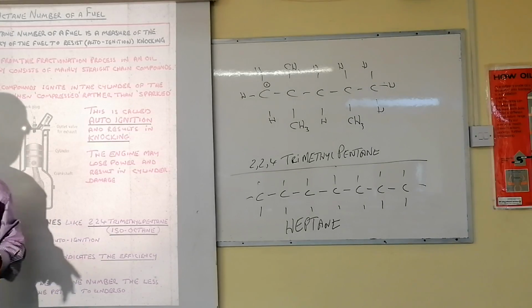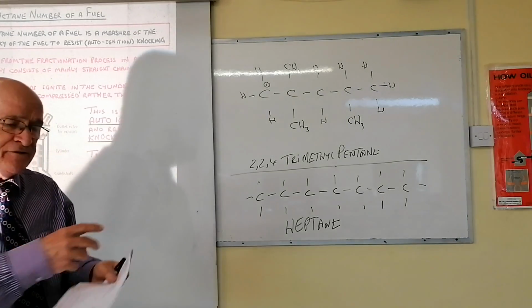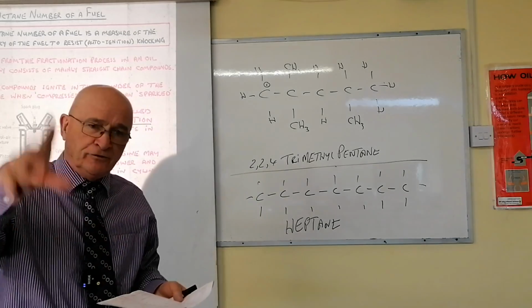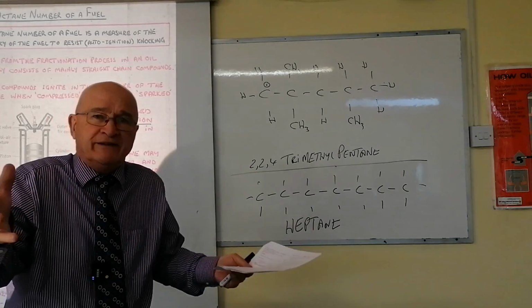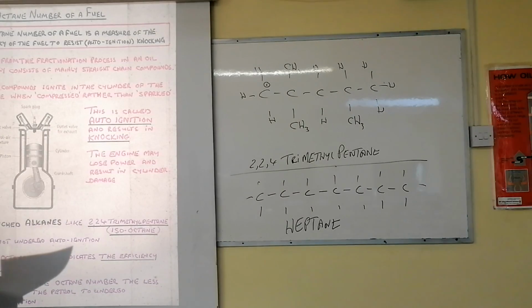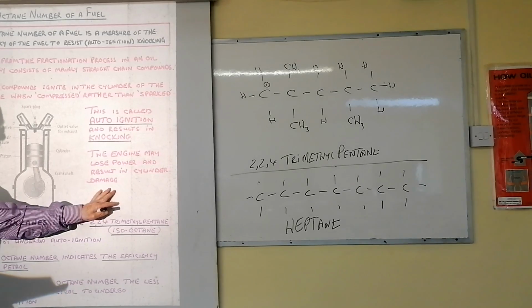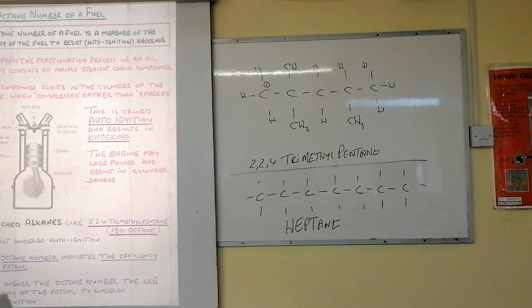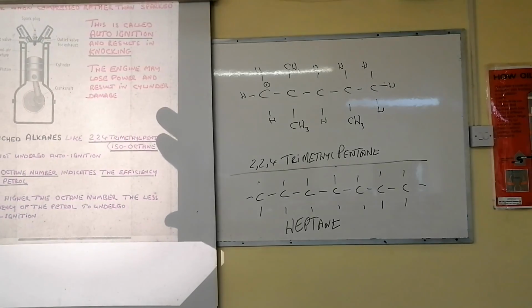You don't need to even give that in the exam now. All you need to say is straight chains are inefficient because they undergo autoignition, which means they burn too easily. Okay, you only want them to burn when you need them to burn. Okay, this is called autoignition and results in knocking. The engine may lose power and you'll damage the engine long term if you persist with that. And they're my two reference molecules now that are very important.